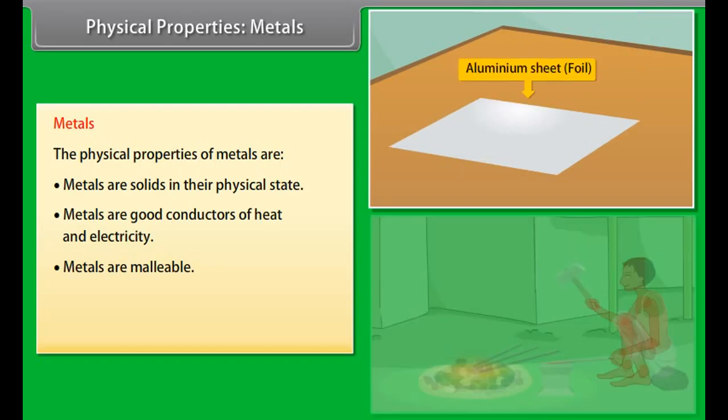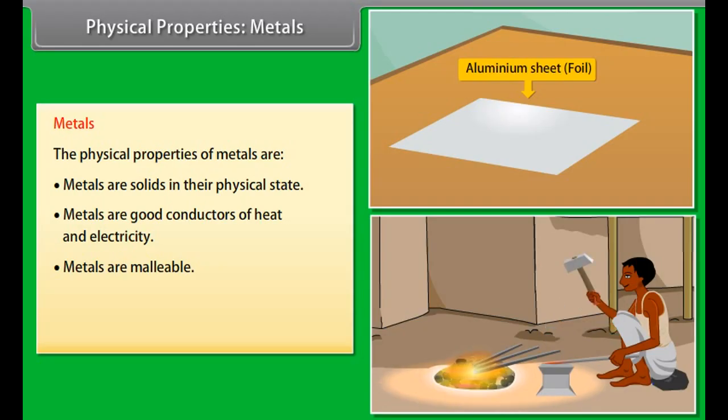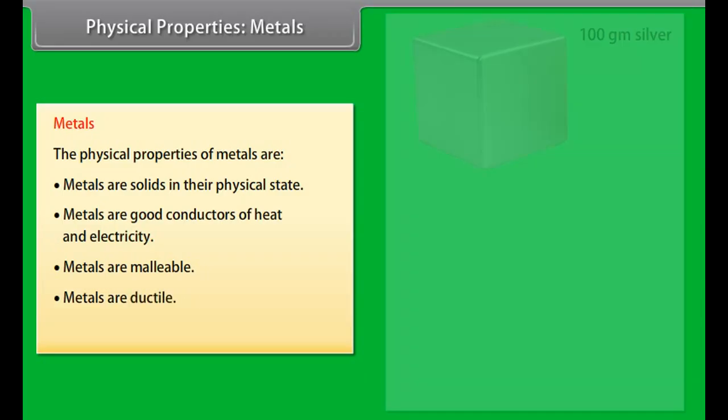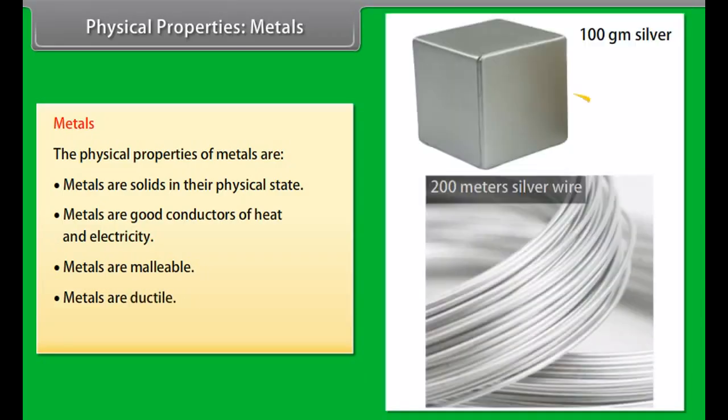For example, iron is heated and then hammered into different forms, foils, shapes, etc. Ductile. Metals can be drawn into wires. For example, 100 gm of silver can be drawn into a thin wire of about 200 meters long.